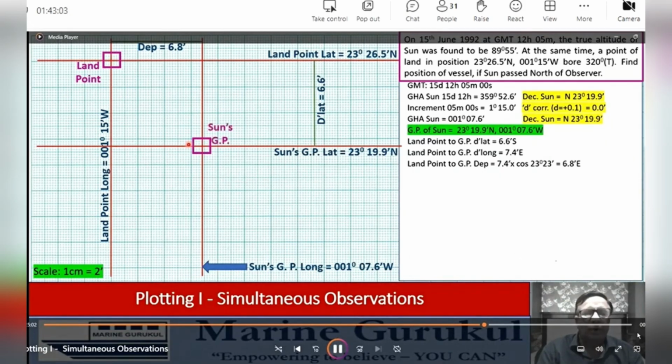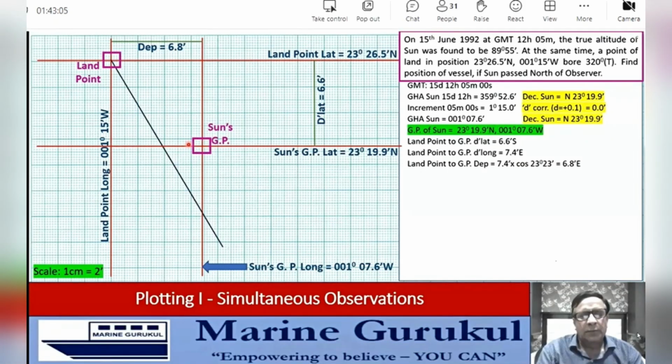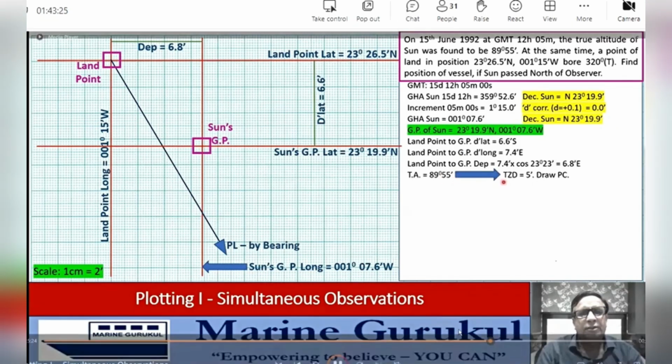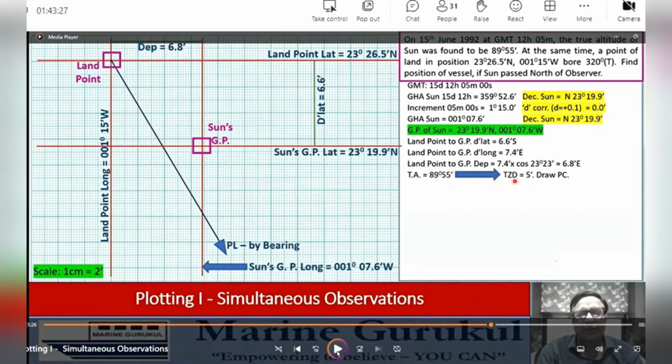Now we come to plotting of the PL and PCs. Now this is where we have the PL by bearing. This land point is bearing 320 degrees. So this becomes a PL of the vessel. Now we also know that the true altitude is 89 degrees 55 minutes. So TZD is only 5 minutes big. Okay. So you see the first PL is plotted. This is basically the bearing of the land point. Now have a look at this PL beta. Any doubt, let me know.